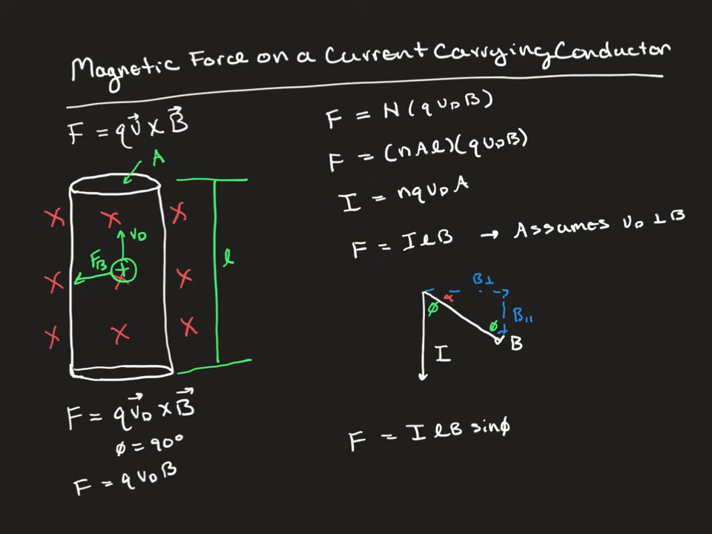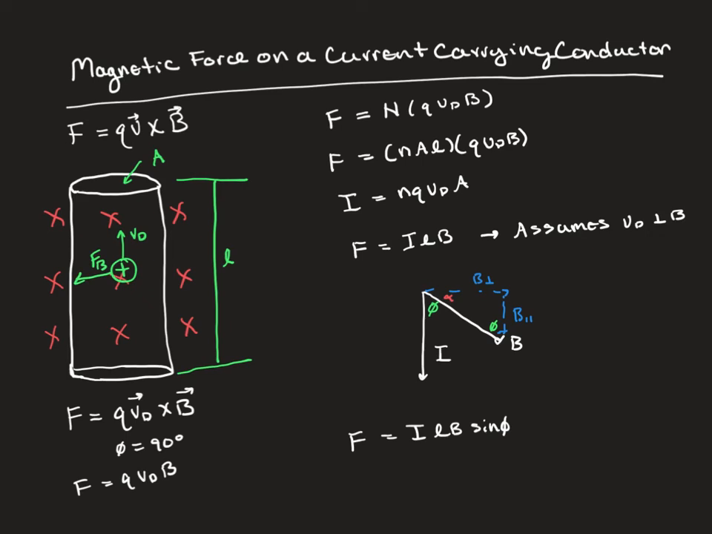So when I write my magnetic force on a current-carrying wire, current-carrying conductor, I take the current times the length of the wire times the magnetic field strength. Now remember, back here we assumed that v_d and B were perpendicular. If they're not actually perpendicular, so if our wire was tilted inside of the magnetic field, we would have to do the sine of phi, where phi is the angle between the current, or essentially the length of the wire, and the magnetic field to get the actual magnetic force.